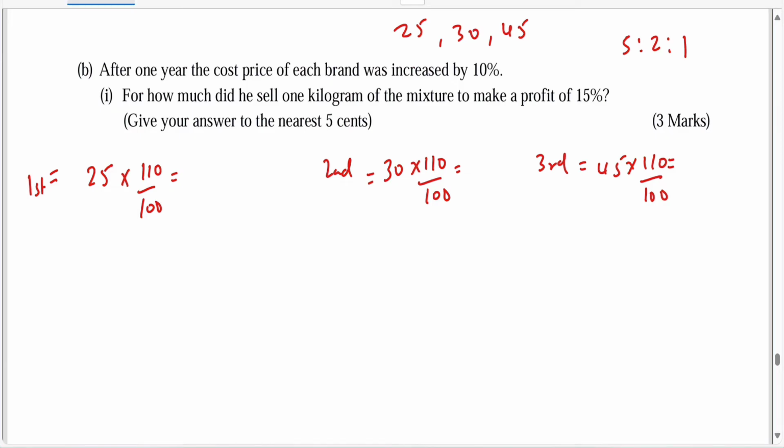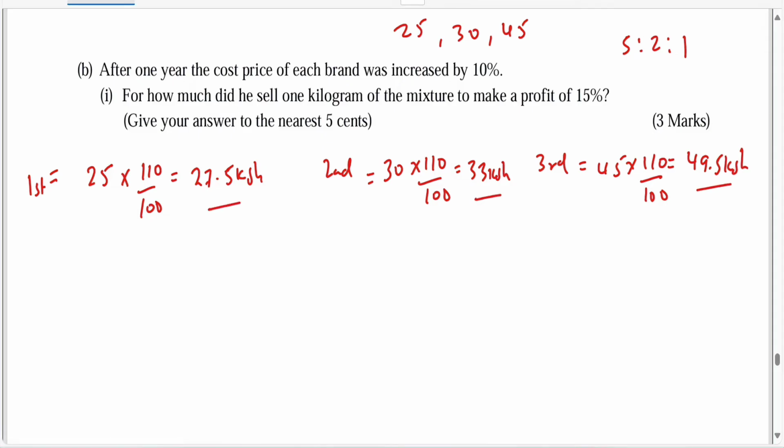So 25 times 110 over 100. So it's just around 1.1, and it should give us 27.5. So amepata kwa 27.5 shillings. Cost price yake 30 times 1.1, which basically is 33 shillings. Okay, and 45 times 1.1 gives us 49.5 Kenya shillings. So those are the new cost prices for the 3 brands.